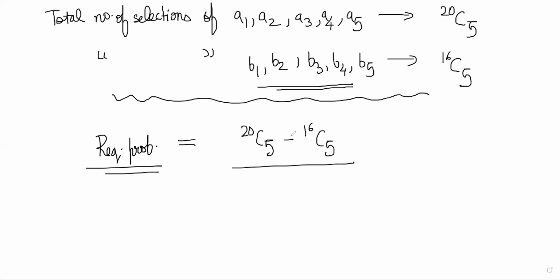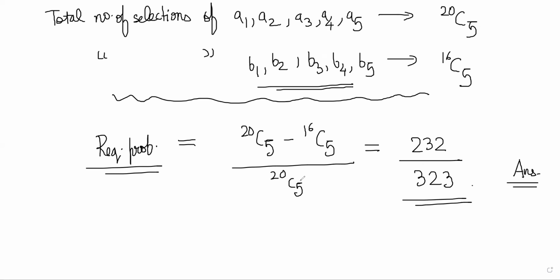This basically excludes the cases where no adjacent numbers are present. So the remaining cases will have at least 2 adjacent numbers or maybe even more, right? Divided by 20C5. If you calculate, this comes out to be 232 by 323. And that becomes your answer.